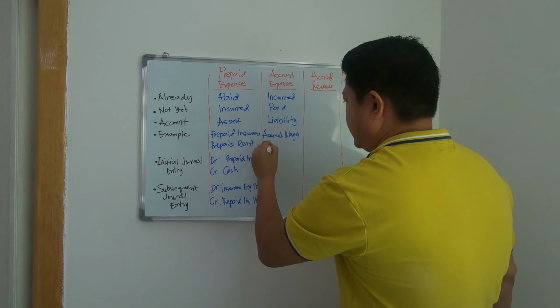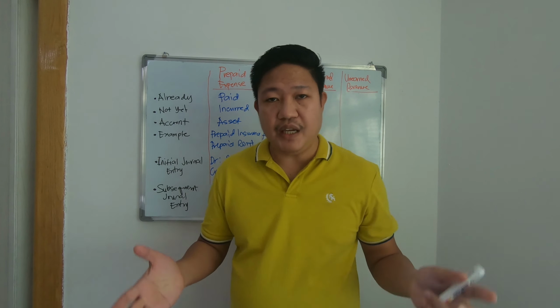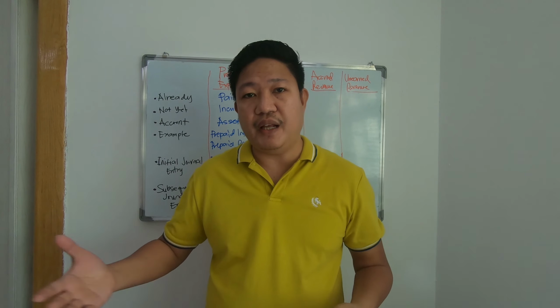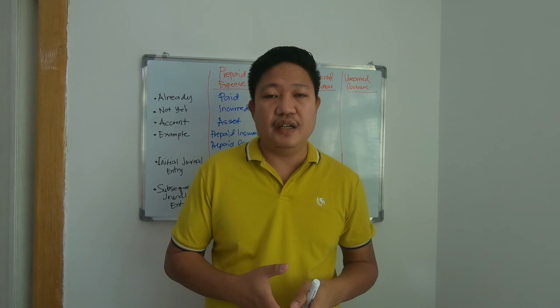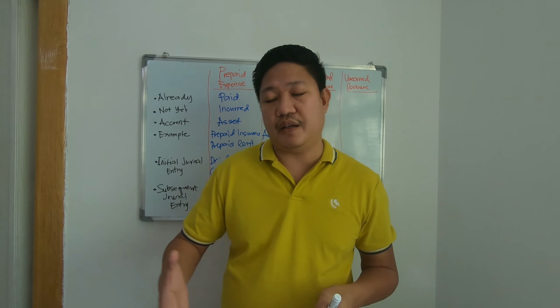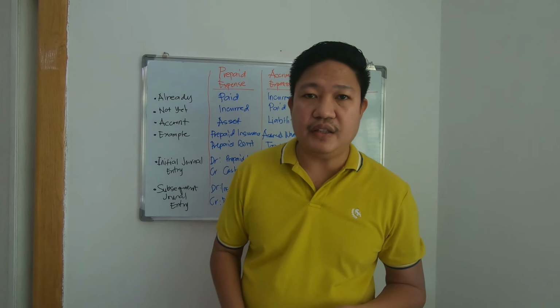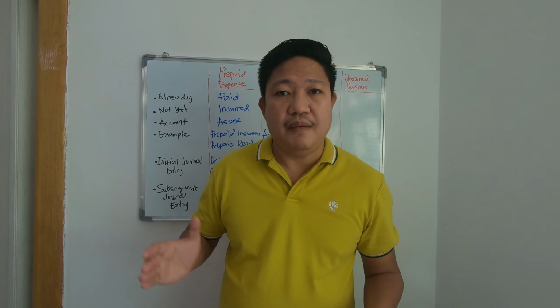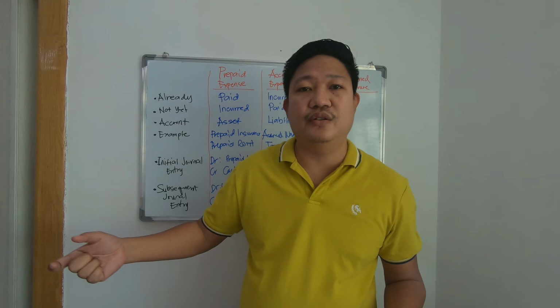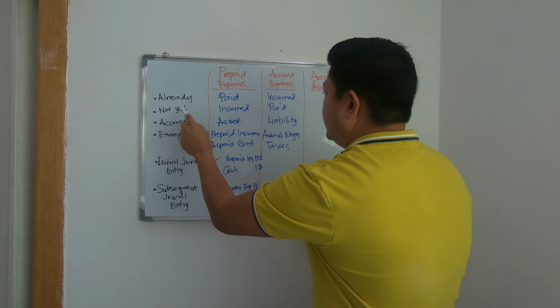Another example is the taxes. The government requires you to pay the taxes on the 20th day of the following month from the current month. Let's say today is January 2020. The government requires you to pay on February 20. So meaning the expense is incurred in the current month, but the government requires you only to pay on the 20th day of the following month. So in that case, the expense is already incurred but not yet paid.